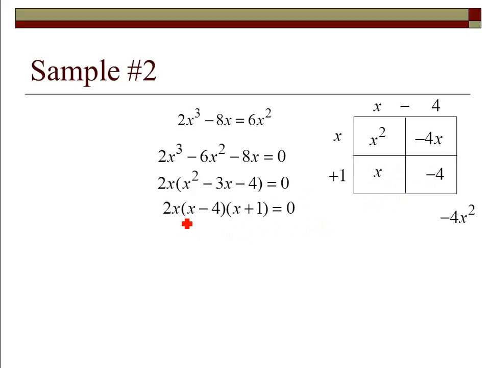Now I'm going to set each of these terms equal to 0. Now, if this was just a 2, since 2 can't equal 0, I wouldn't worry about it. But it has an x there, so I do have to worry about it. So I get 2x equals 0, x minus 4 equals 0, x plus 1 equals 0. Solving, I get x equals 0, x equals 4, and x equals negative 1. Okay, one last example.